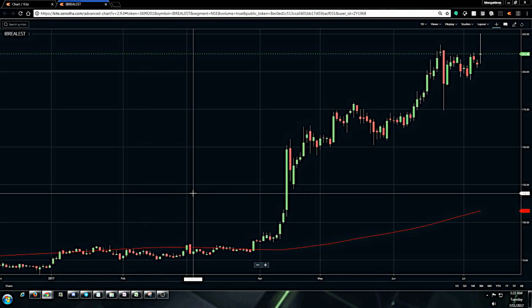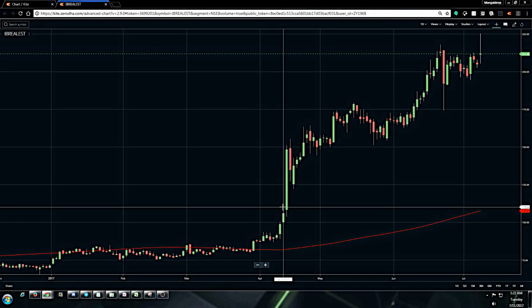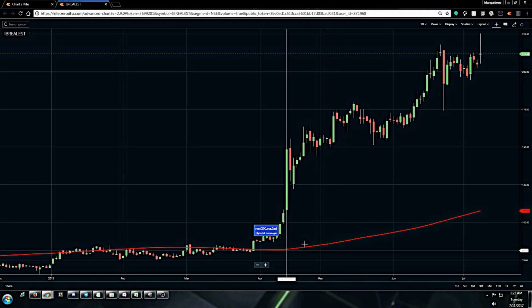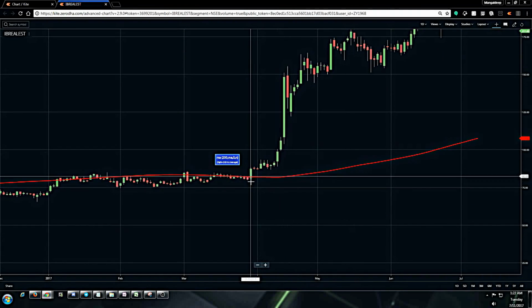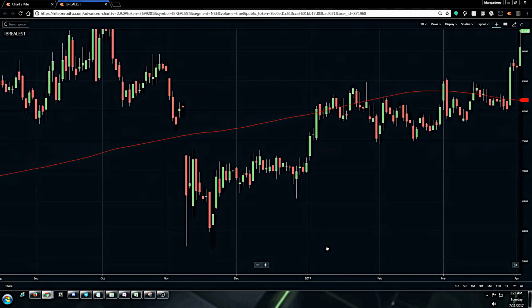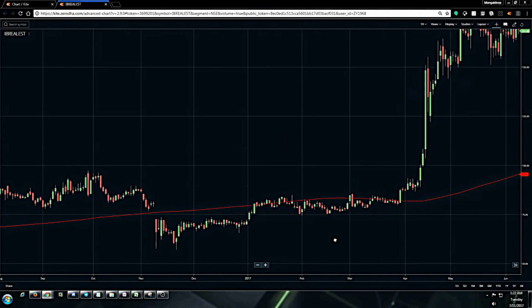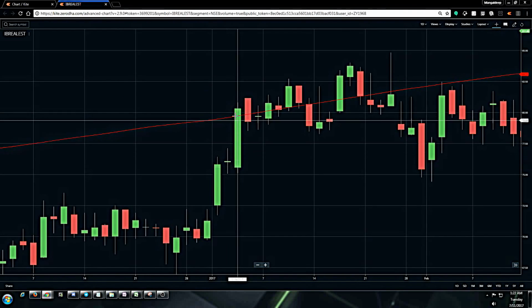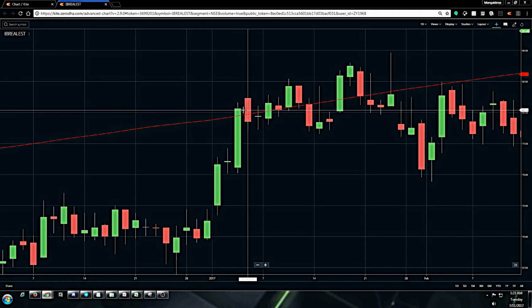Okay, just to make it clearer, I want to cover the bullish breakout, the support bounce, the bearish breakout, and the resistance bounce, since I have the graphs open here. So the bullish breakout is this one, or you can consider this one as the bullish breakout. That is when the candlestick closes above the 200 simple moving average. This is the bullish breakout.